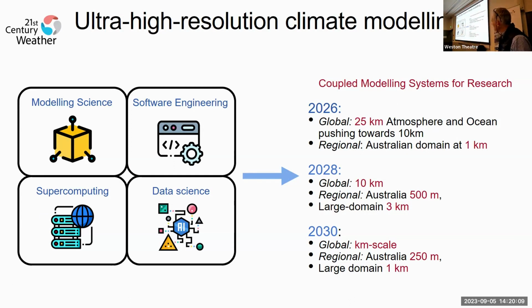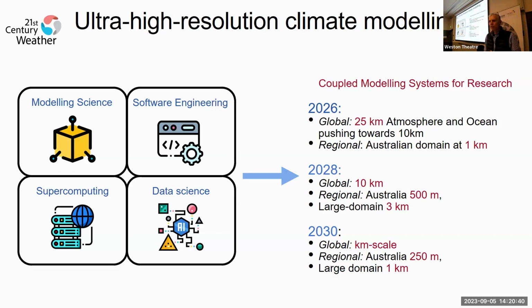So in 2026, we would like, these are all coupled models, a global coupled model at least 25 kilometers pushing 10, and a regional coupled model at about 1 kilometer. In 2028, we definitely want to be at 10 for the global system. We want a regional Australian domain, 500 meters, and a really large domain, ideally covering the Indian and Pacific Ocean, because those are the two oceans that we care the most about in Australia, and the Southern Ocean to the south, obviously, at about 3 kilometers.